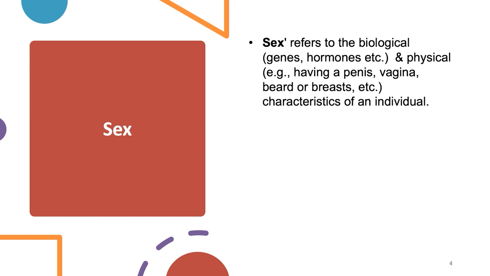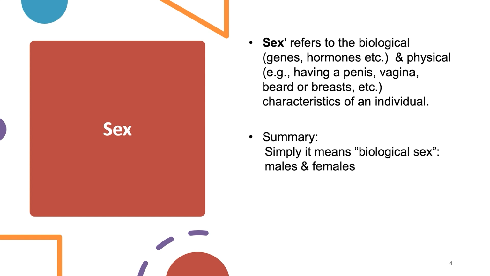What is meant by sex? Sex refers to the biological and physical characteristics of an individual. So in summary, simply it means biological sex, males and females.